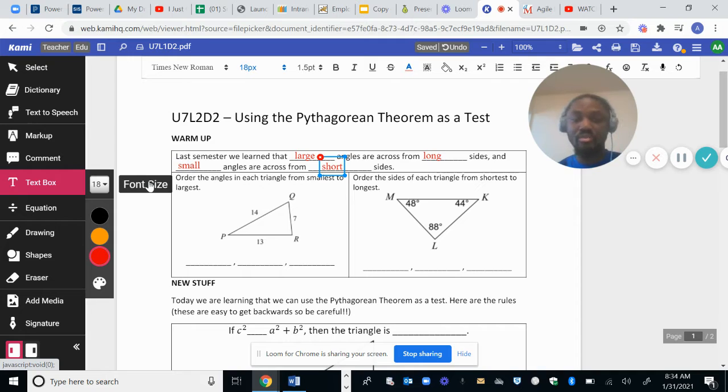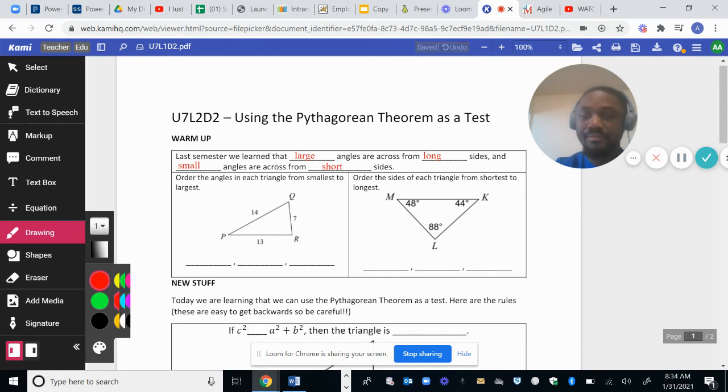We're gonna use those ideas to be able to work on these problems here. So large angles are across from the long sides and the small angles are across from the short sides, okay? So if you use that idea in the first box, we're gonna order the angles in each of these triangles from the smallest to the largest. So we're gonna take them by side.